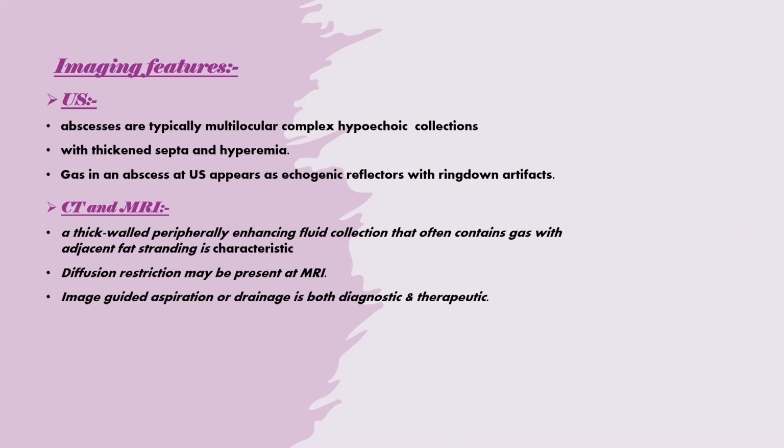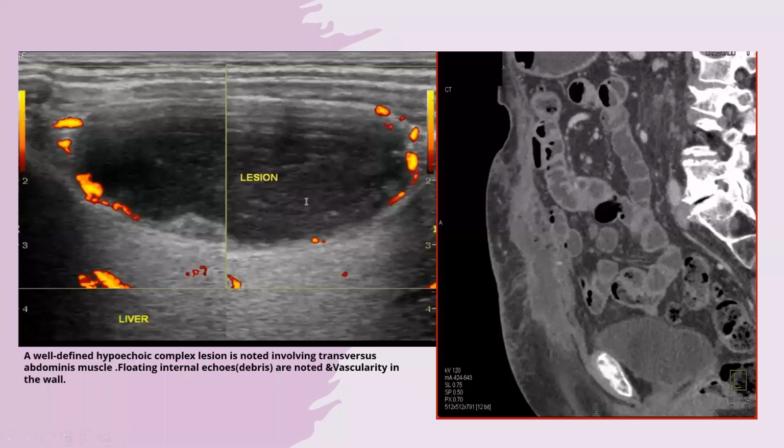This is grayscale ultrasound showing a well-defined hypoechoic complex lesion involving the transverse abdominis muscle with floating internal debris, and peripheral vascularity is seen. Axial contrast-enhanced and sagittal contrast-enhanced CT scans show a thick-walled peripherally enhancing fluid collection with a gas locule inside and adjacent fat stranding.